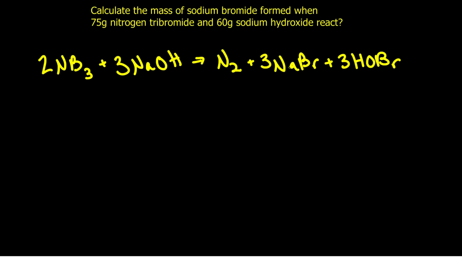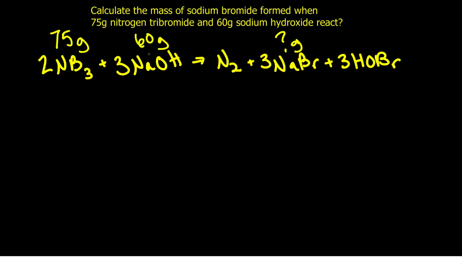So sodium bromide is NaBr3. So I'm looking for sodium bromide, and I'm looking for the mass. I'm looking for the grams. I got 75 grams of nitrogen tribromide, and I got 60 grams of sodium hydroxide. So I got two masses.